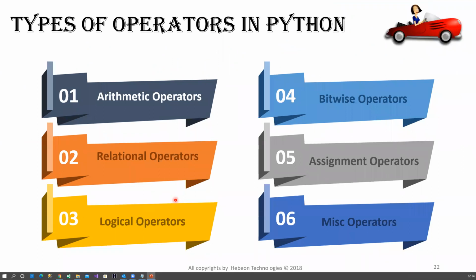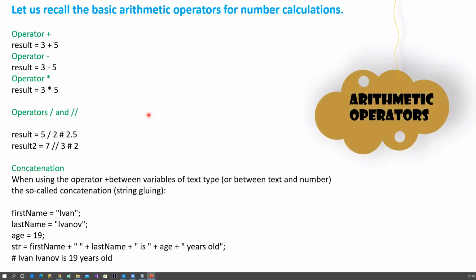So the next topic in Python is operators. Technically there are arithmetic operators, relational, logical, bitwise, assignment, and some mixed types. If you talk about operators at the first level, you go with plus or minus or multiplication and all those different types.